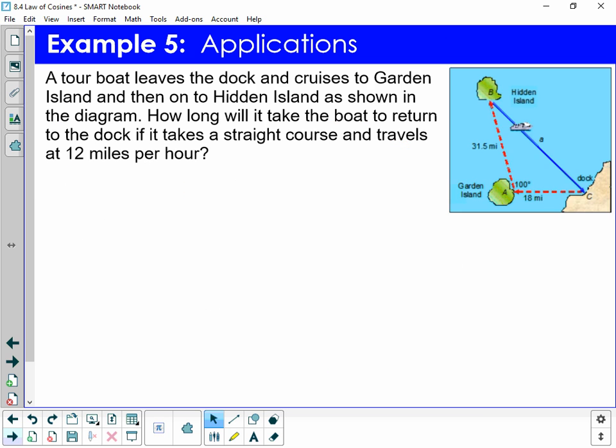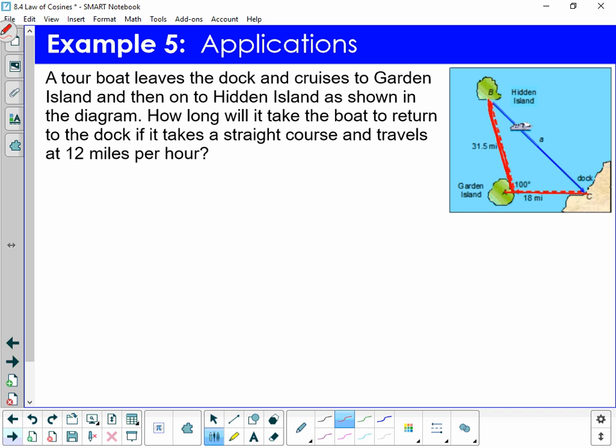I have one last example that I want to go through, a bit of an application here. We've got this map that shows a tour boat, and it starts at the dock here in the corner of the map on C, and it goes on a little tour. It goes over to Garden Island, 18.1 miles away, and then at about a 100-degree angle it turns and goes out to Hidden Island, which is 31.5 miles away, and then it's now returning back to the dock.